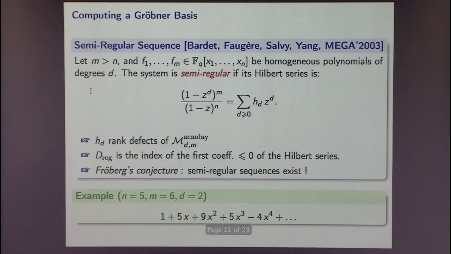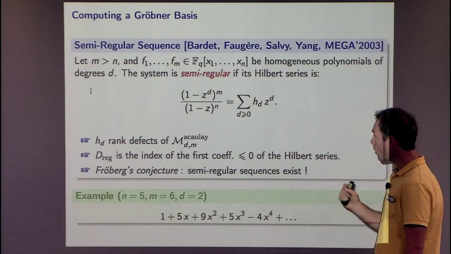But we have a specific family. If you make some assumptions on the systems that you consider, we can compute explicitly this degree of regularity. This special family is called the semi-regular sequences. So assuming that the polynomials are semi-regular, then you can compute explicitly what the degree of regularity is.